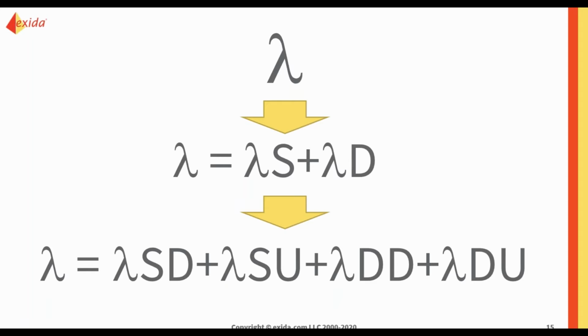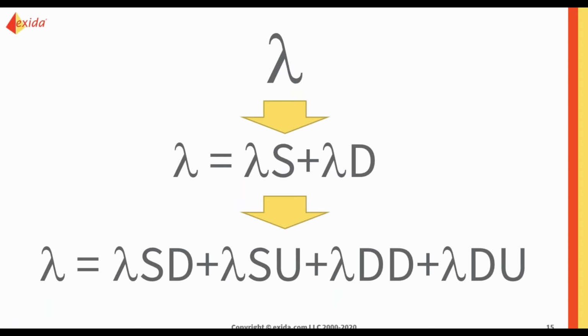The lambda D is going to be the number of dangerous failures per unit time for that piece of equipment. And it's going to be the time where a failure would actually prevent the safety instrumented function from performing its intended job. So your SIF cannot achieve a safe state.